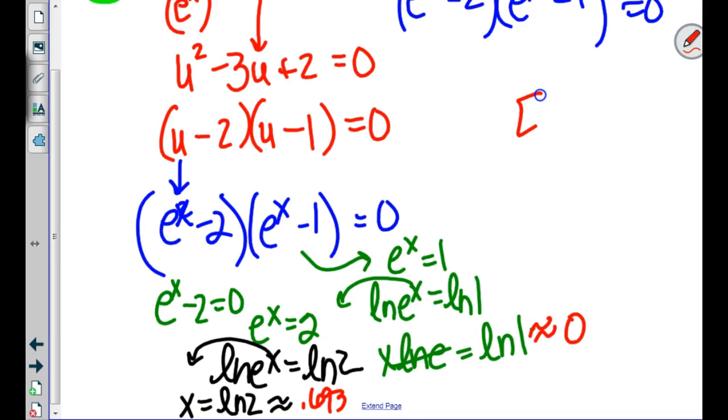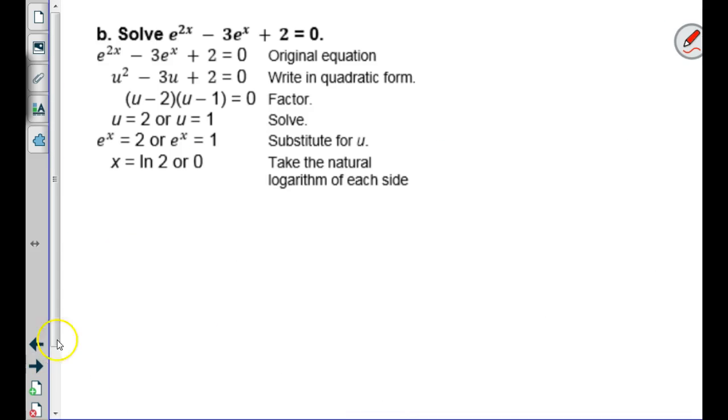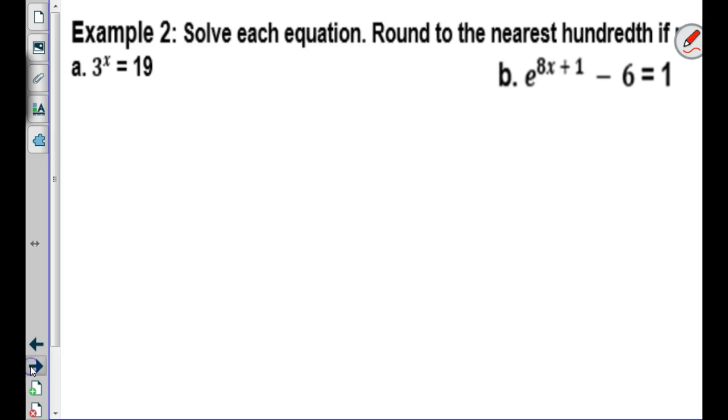So the exact answers, I'm telling you this because on the quiz, this question is on there and it says you have to write it as exact and approximate. The exact answers were ln of 2 and ln of 1, which you could also have just called 0. And then the approximate answers were 0.693 and 0. And that one was already done on your paper, yes? They didn't even give you the approximate answers. All right, we'll practice some more of that in a minute.